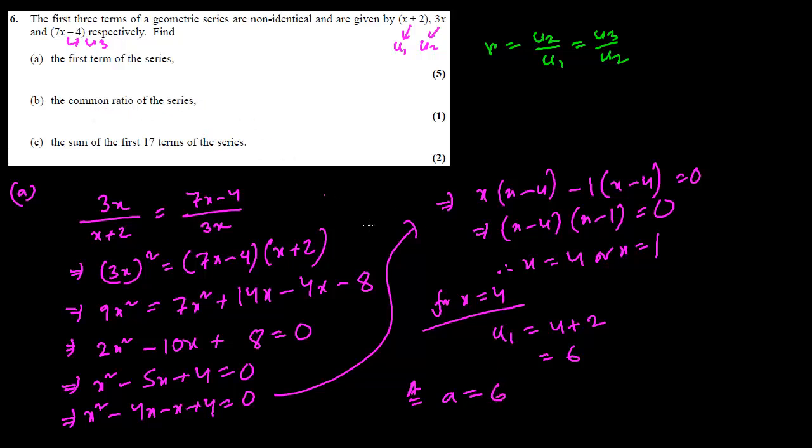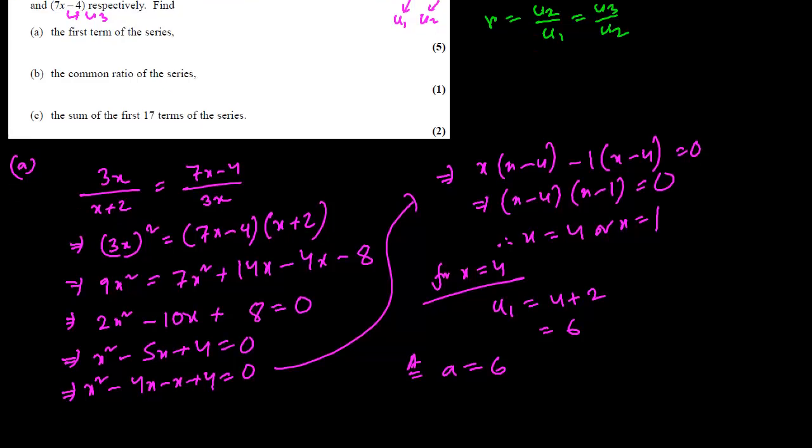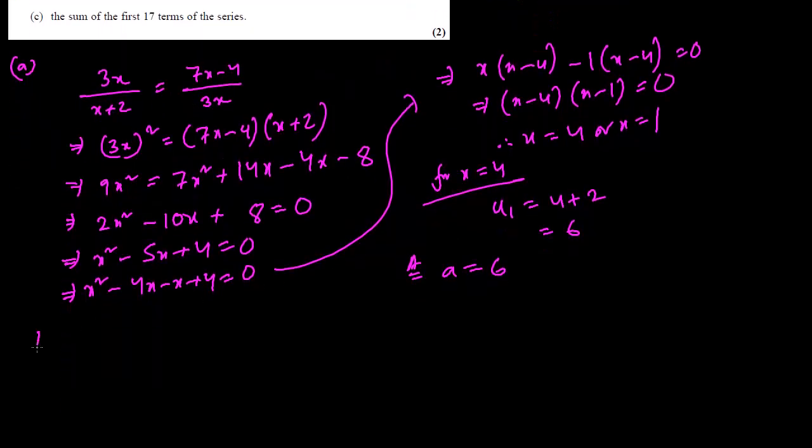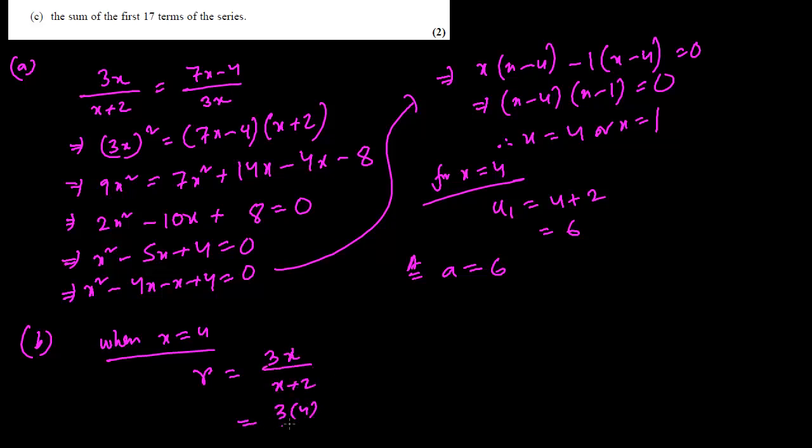Question B, we have to find the common ratio. The common ratio is the second term divided by the first term. So when x equals 4, the common ratio r is going to be u2 by u1. That means thrice x divided by x plus 2 equals 3 into 4, 12, divided by 4 plus 2, 6. So 12 by 6 is 2. So the common ratio is 2.